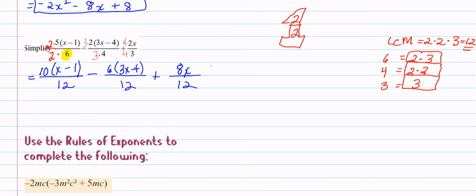Now, since we have our common denominator, we can go another step and marry everybody. I'm going to put everything over 12. I can do the distributions in the same step. First off, I'm going to distribute the 10 into x minus 1, and we'll have 10x minus 10.